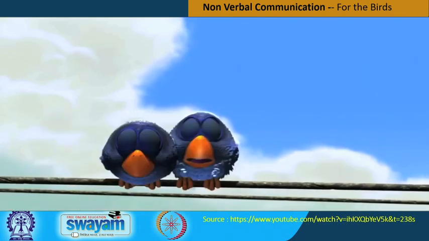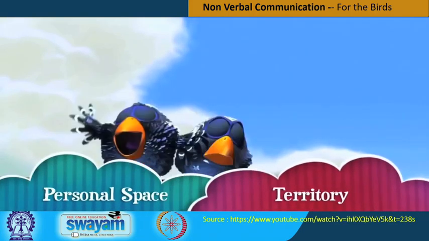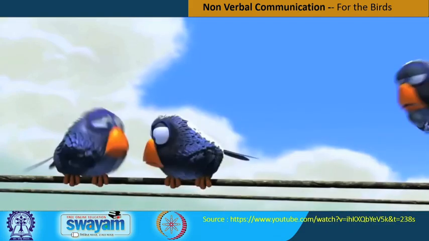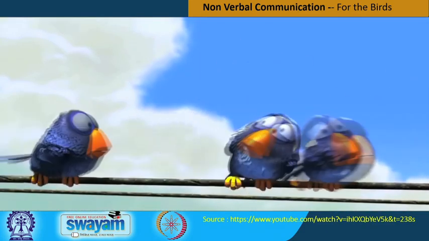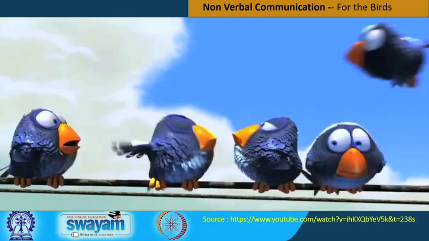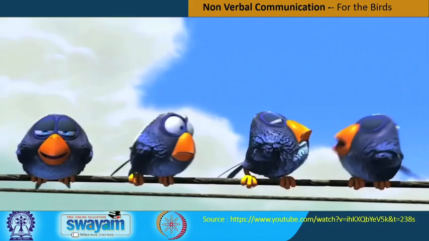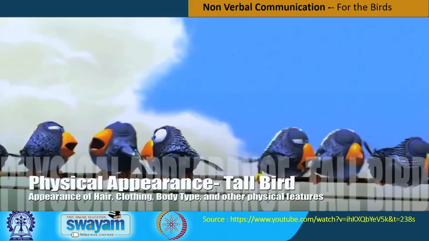Not only did Bird B land extremely close to Bird A, which invaded his personal space, but also spread his wings, which invaded his territory. Also notice that these birds are identical, which leads us to our next nonverbal code, physical appearance.